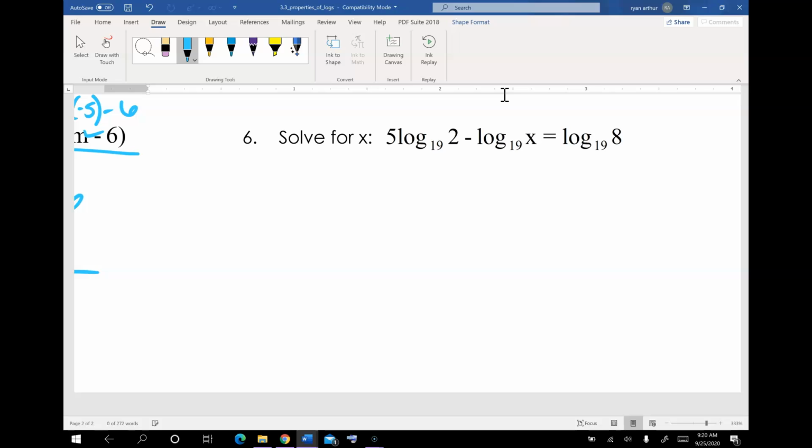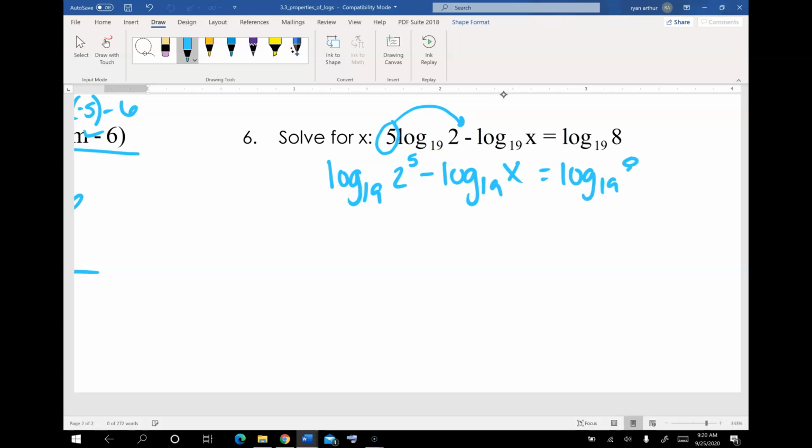So if you look on the left-hand side, I have too many logs. Let's condense that. Before you can condense, you got to get rid of that number up front. So let's make it an exponent. So now I have log base 19 of 2 to the 5th minus log base 19 of x is equal to log base 19 of 8. Well, what's 2 to the 5th? We can simplify that. 2 to the 5th is 32. So I'm going to erase this and put 32 here.